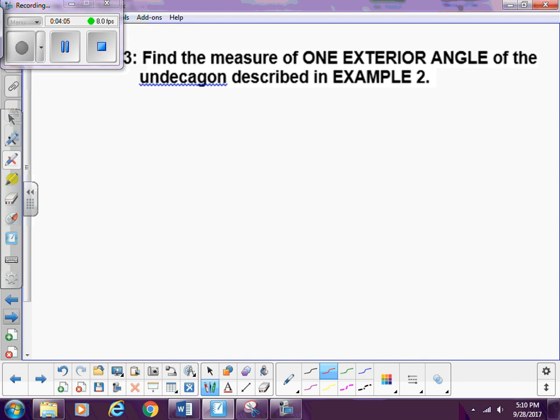So find the measure of one exterior angle of the undecagon described in example 2. Well, the sum of the exterior is 360. An undecagon has 11 sides. So we divide 360 by 11. You're going to get a repeating decimal, 32.72 repeating. So your answer would be about 32.7 degrees or 32.72 degrees.